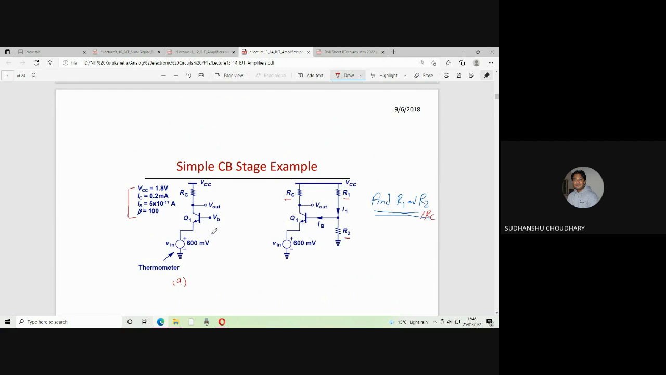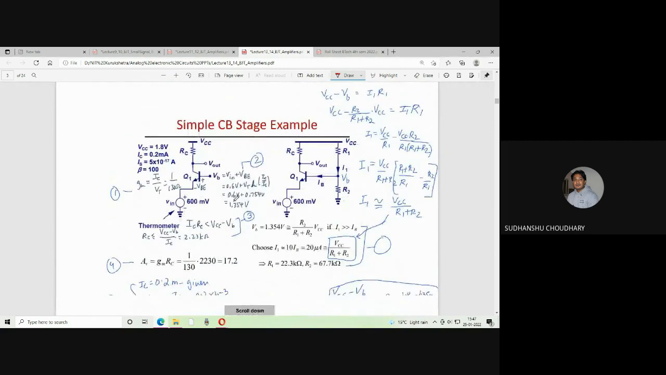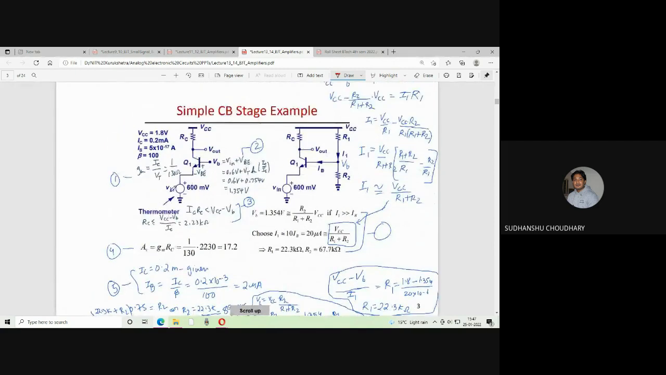Let us do some analysis on this circuit. This circuit is drawn as it is. Now IC is given to me, so I can write equation 1, that is gm is IC by VT, since IC is given and VT is known. VT is 26 millivolts. So I can find gm, equation 1.